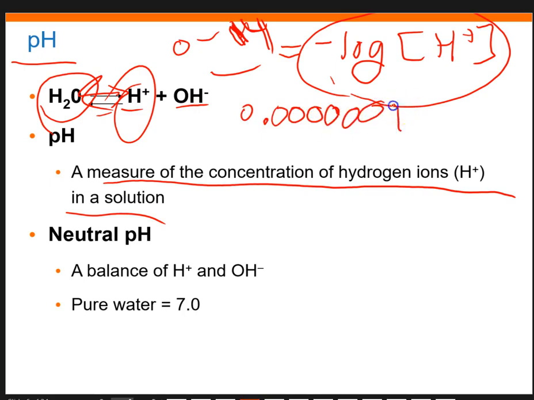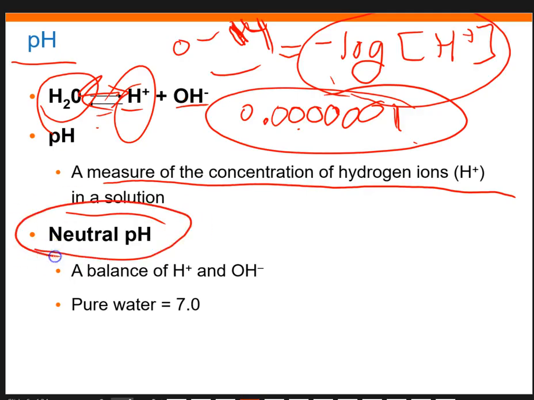0.0000001 hydrogen per, I'm not sure what the units are, hydrogen per milliliter of solution. That number is a pain to deal with, right? How much hydrogen is in there? 0.0000001. So instead, it's a lot easier to convert that to a number between 0 and 14. The negative logarithm of this number is 7. So we say that the pH of water is 7.